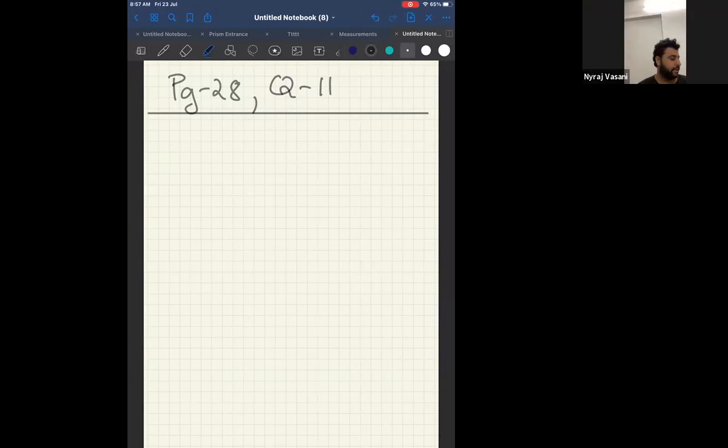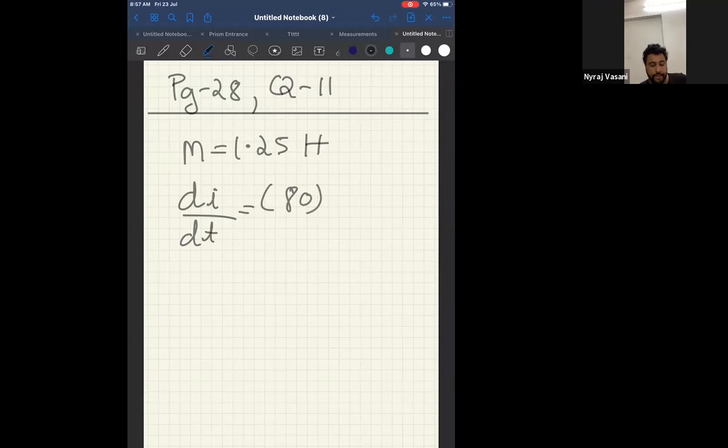Okay, let us start with the question itself. Let us see what is given. The mutual inductance between the two coils, that is M, is 1.25 henry. If the current in the primary changes at the rate of, therefore, di by dt is 80 ampere per second, then the induced EMF will be.